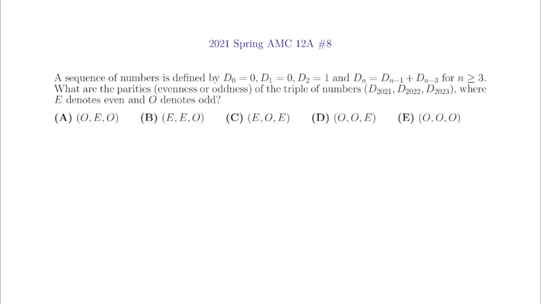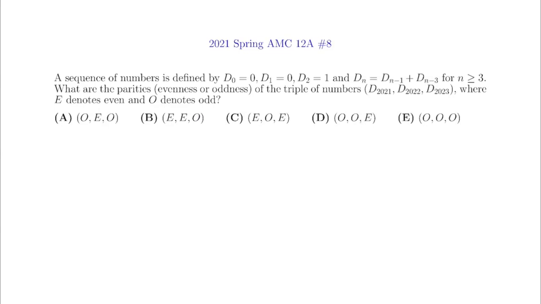A sequence of numbers is defined by d sub 0 equals 0, d sub 1 equals 0, d sub 2 equals 1, and d sub n equals d sub n minus 1 plus d sub n minus 3 for n greater than or equal to 3. What are the parities, evenness or oddness, of the triple of numbers d sub 2021, d sub 2022, d sub 2023, where E denotes even and O denotes odd?